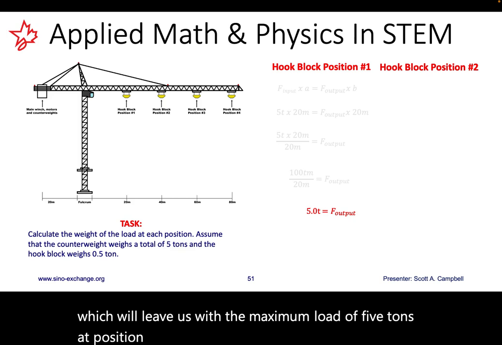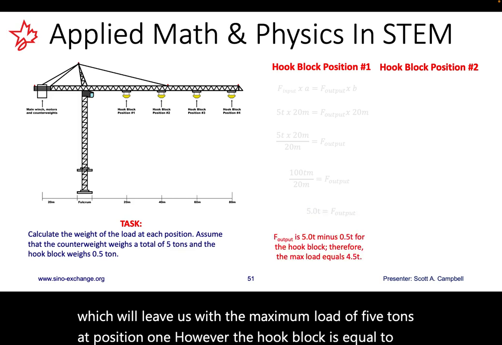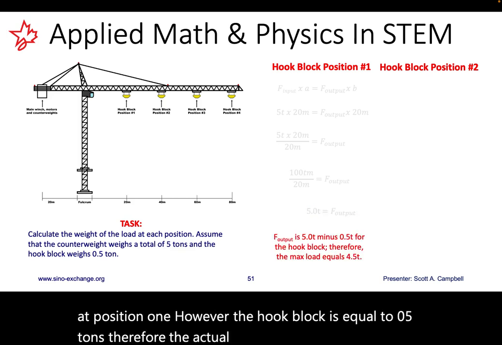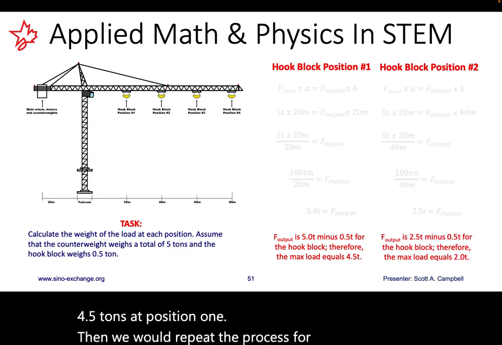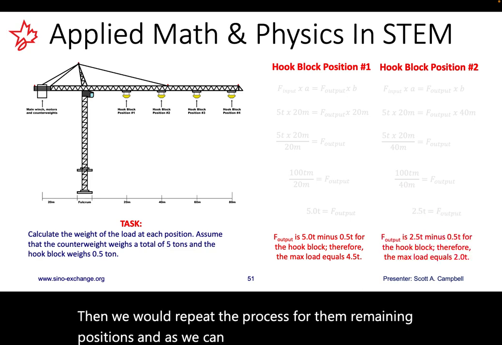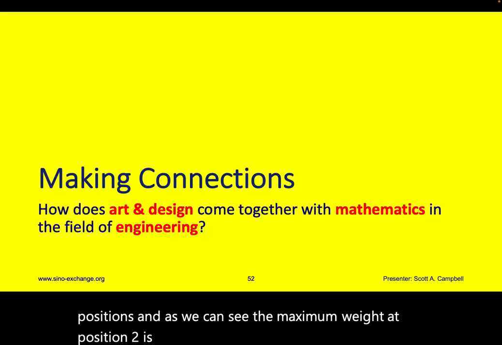However, the hook block is equal to 0.5 tons. Therefore, the actual weight of the load is equal to 4.5 tons at position 1. Then we would repeat the process for the remaining positions, and as we can see, the maximum weight at position 2 is only 2 tons.